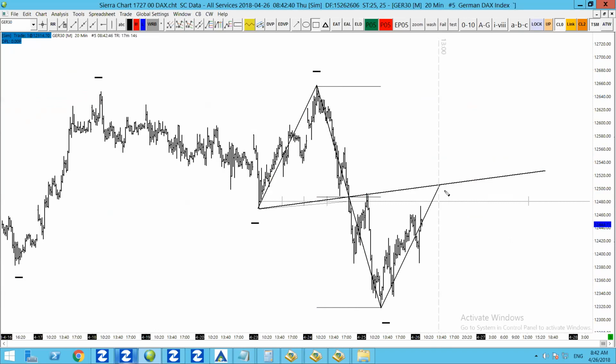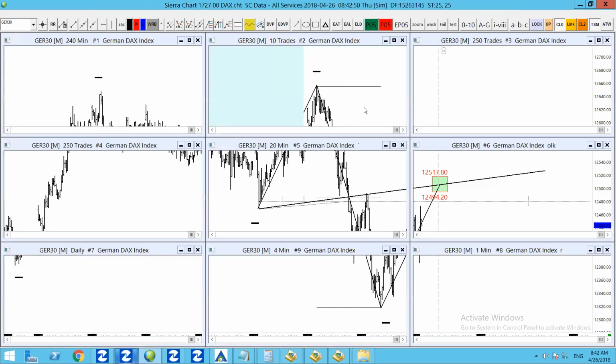So there's no point really predicting the market, but if we were to forecast where it's likely to happen, it would be somewhere around 1 o'clock. Let's see how accurate that is. Anyway, guys, that is what I wanted to run through for today.